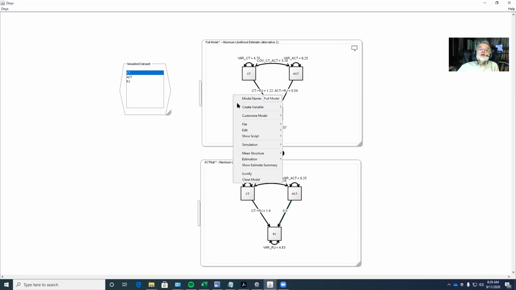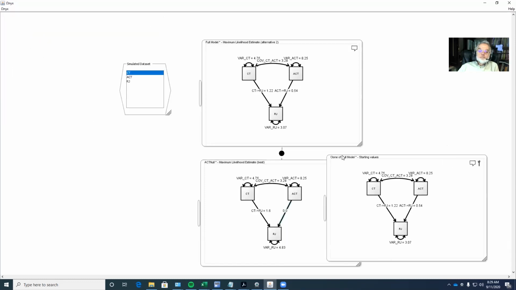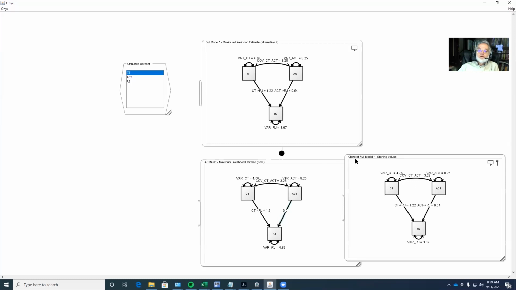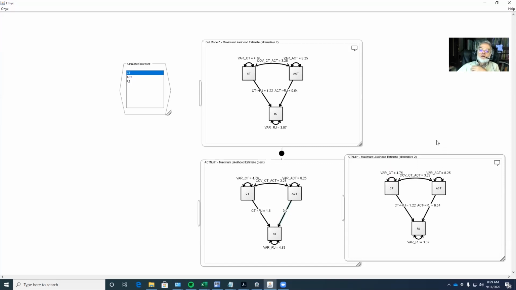So I can, again, go into Edit, clone the model, drag that down here, maybe name it just to keep things tidy. CT null. Hold down the Shift key, go from one model to the other. That then allows me to hover over this model, and that model is also statistically significant.